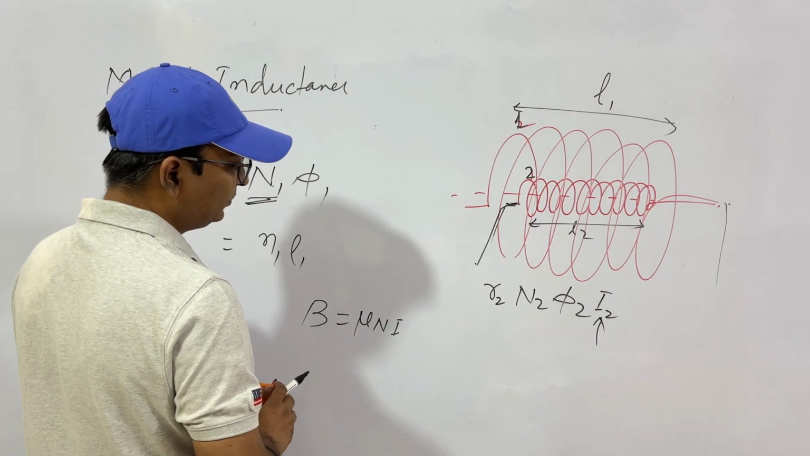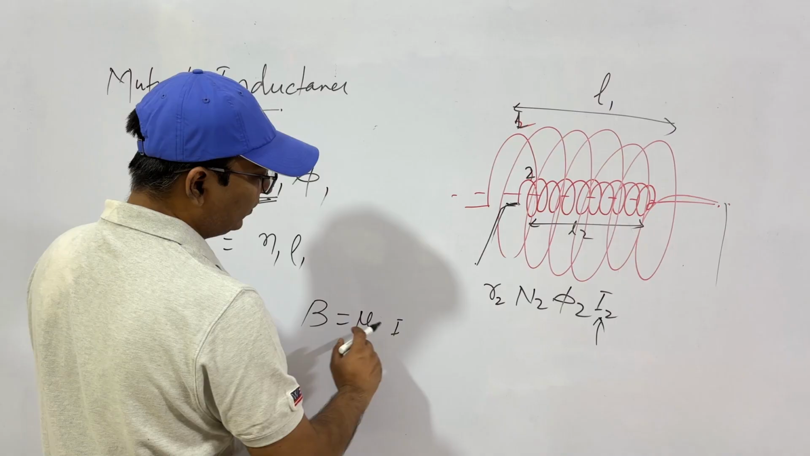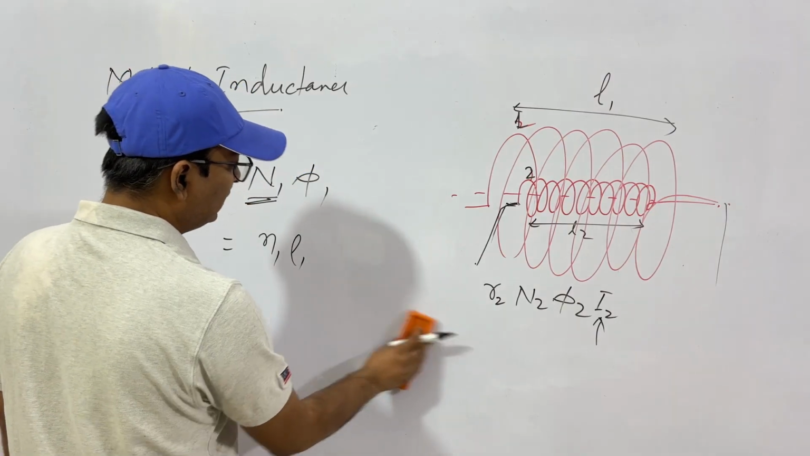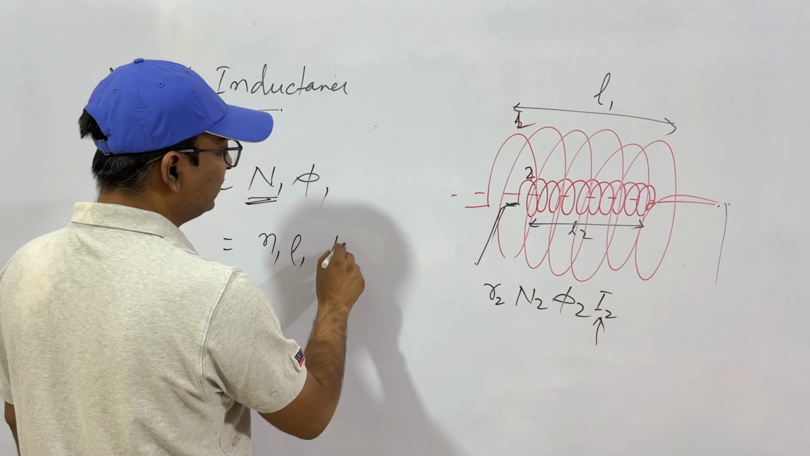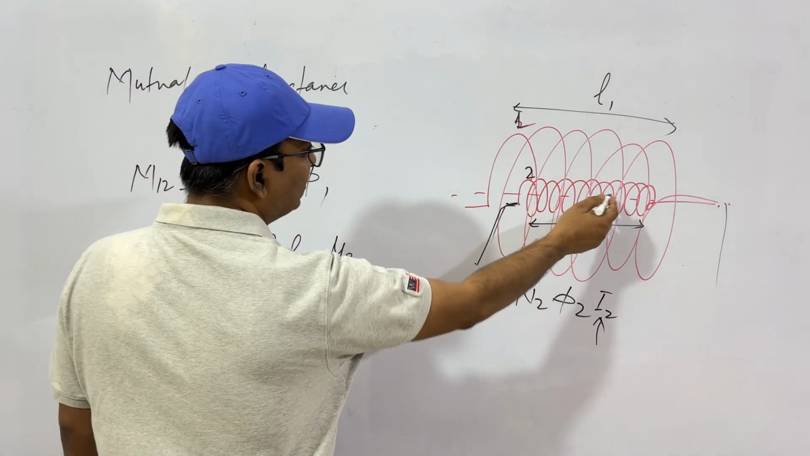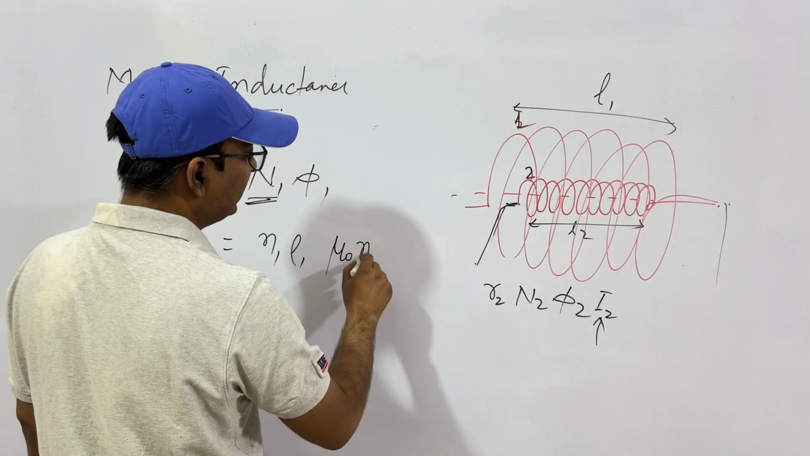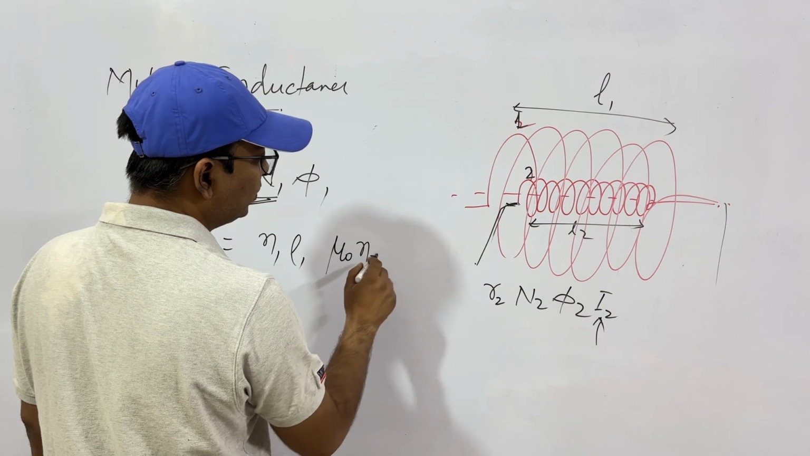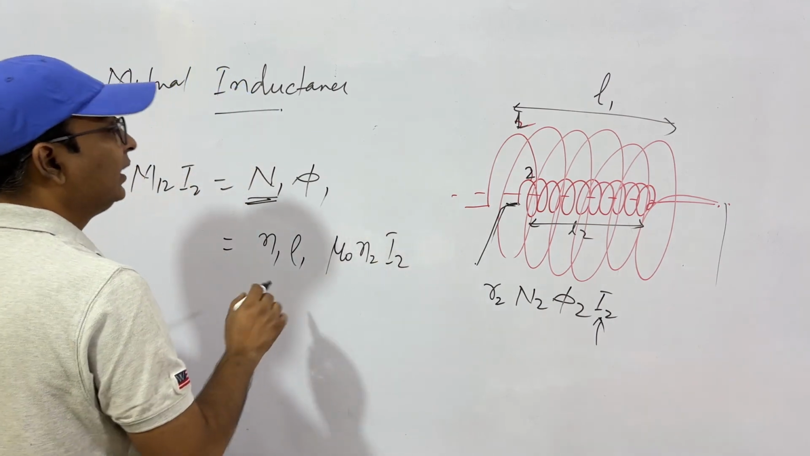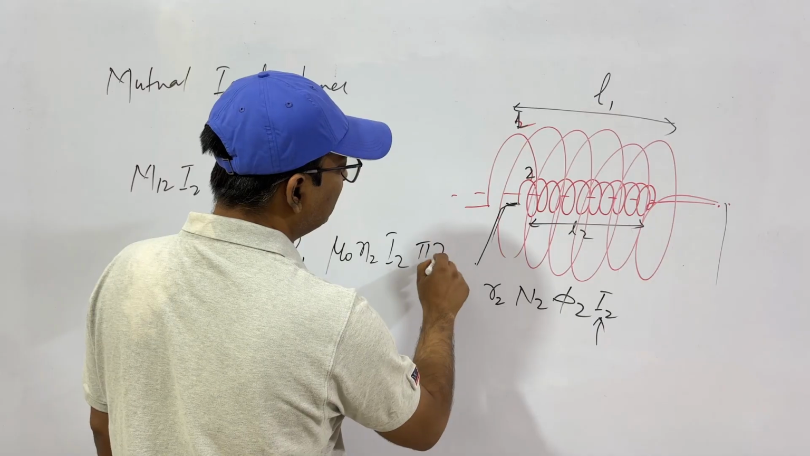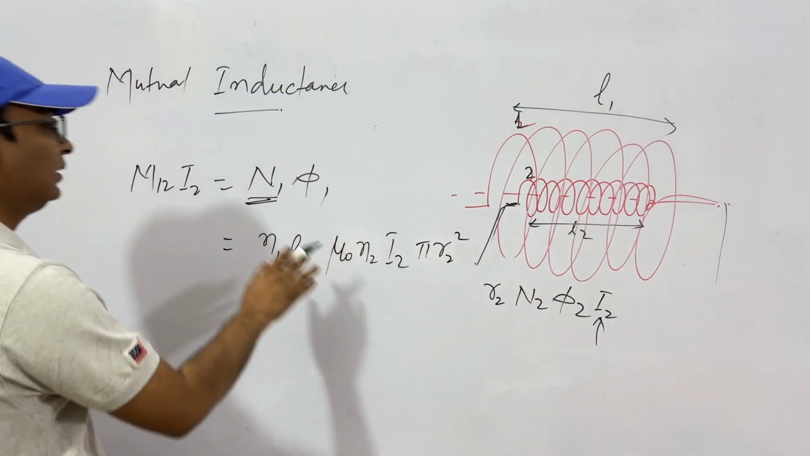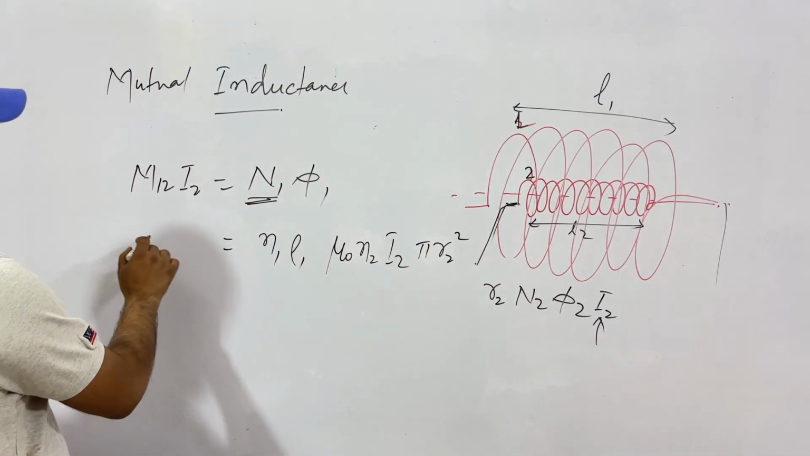This is B, not N, not capital N, N per unit length. So we'll write B, this magnetic field, this will be mu 0. This magnetic field is due to coil 2, so this will be mu 0 N2 I2. The current is I2 into area. What is the area here? If the radius is R2, the area is pi R2 square. Clear?